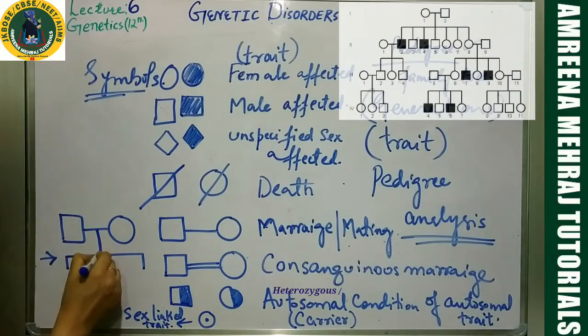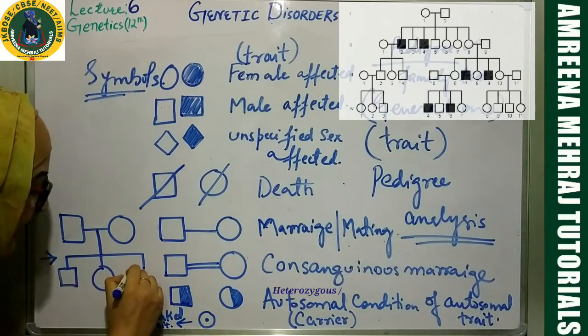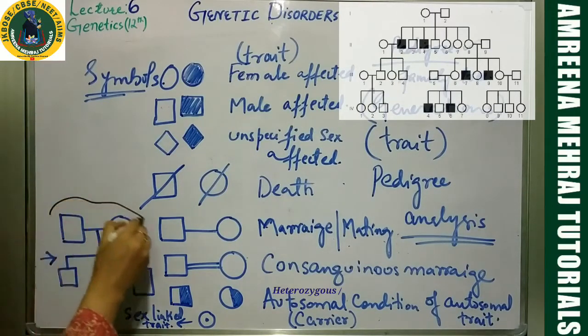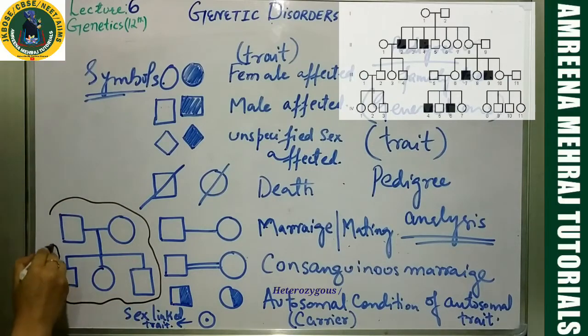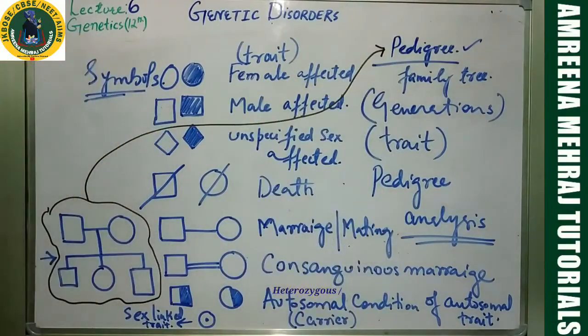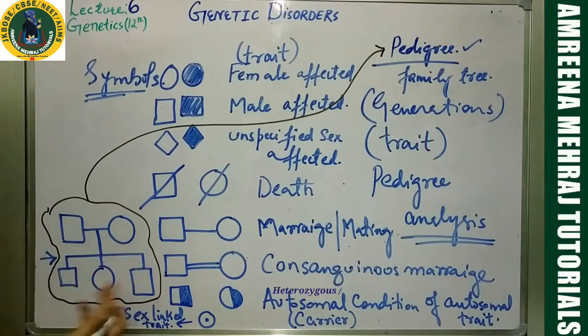Then you have a vertical line indicating that now we will show their children. Their children are, say for example, a male, a boy, a girl, and a boy. Okay, this simple representation, I will encircle this in black. This simple representation is basically a pedigree, a family tree, a simple family tree, a nuclear family: father, mother, and their 3 children, 2 male and 1 female.